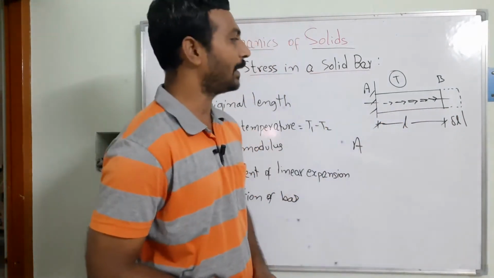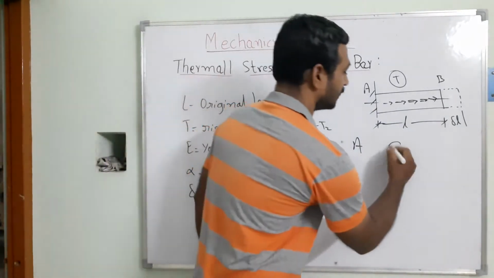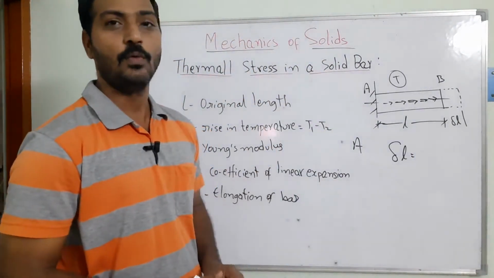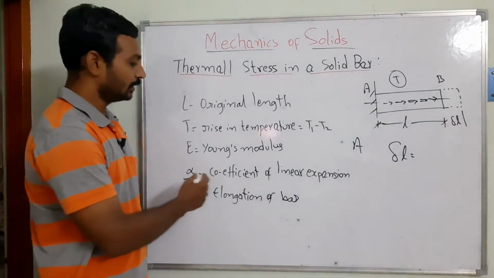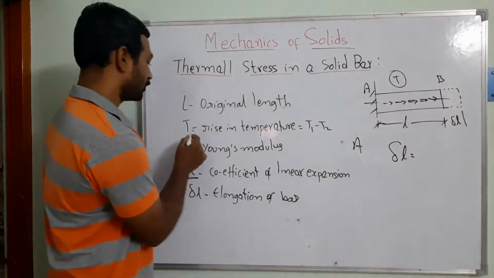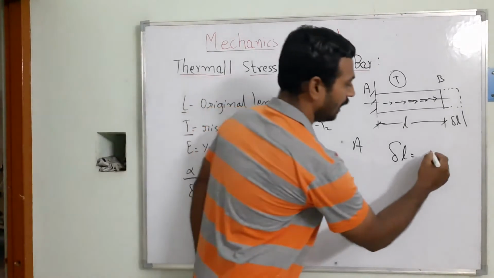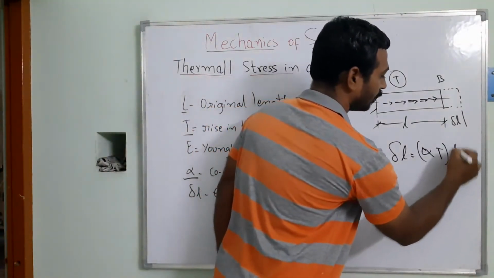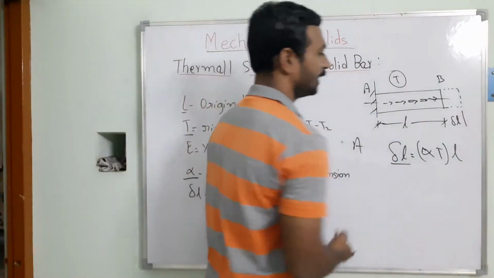Then how can you calculate the thermal expansion? The thermal expansion del L, that is the elongation due to the thermal stress, is equal to the coefficient of linear expansion, the rise in temperature, and the total length multiplied together. So that is alpha, change in temperature, into the length of the object. Then automatically we are able to calculate the change in dimensions.